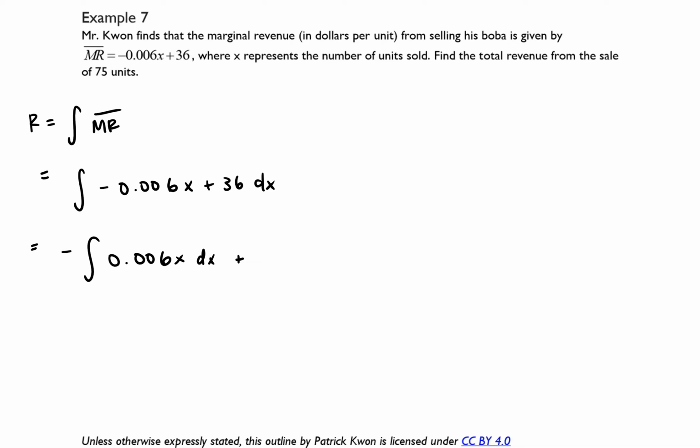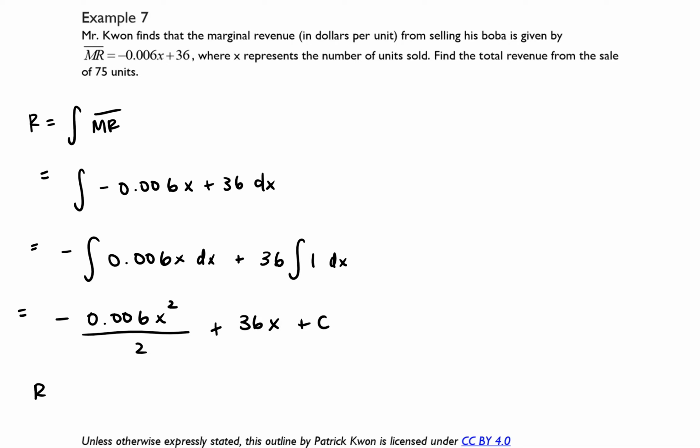So if I do that, then we get negative 0.006x squared over 2 plus 36x plus our constant of integration. So overall, our revenue function is equal to negative 0.003x squared plus 36x plus some constant.